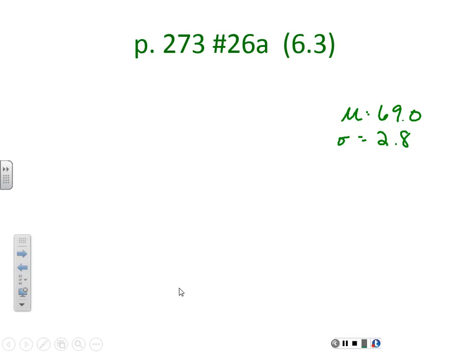So when we look at this one, we're wanting a man between 64 inches and 80 inches. I want to find the probability that the men are going to have heights between the 64 inches and the 80 inches. Now, first of all, is the 64 inches above or below the mean? Below. So I expect to have a negative z-score for it. Is the 80 inches above or below the mean? Above. So I expect to have a positive z-score for that.